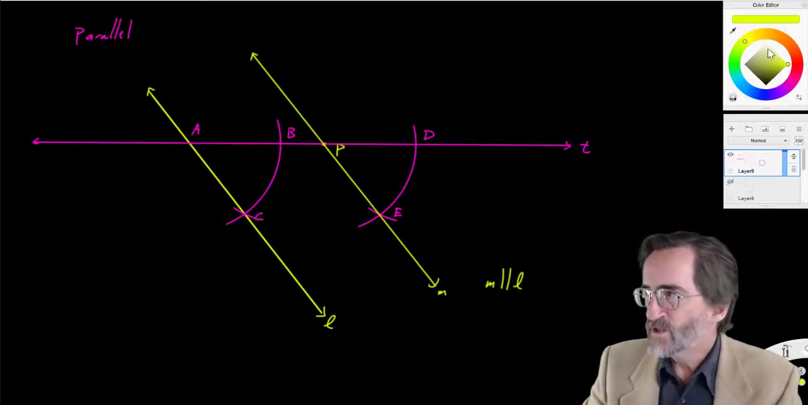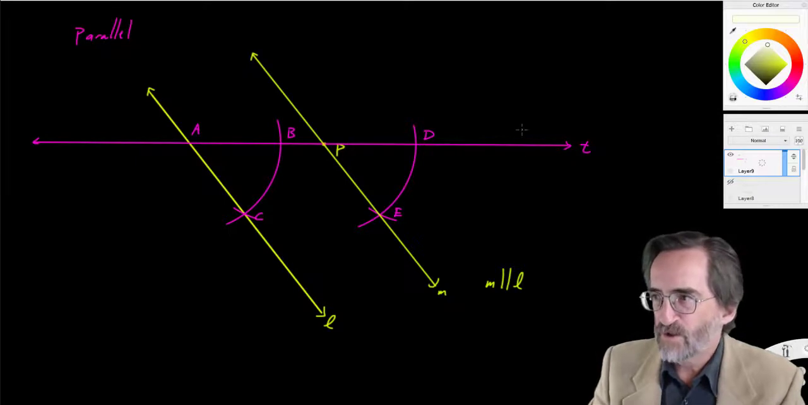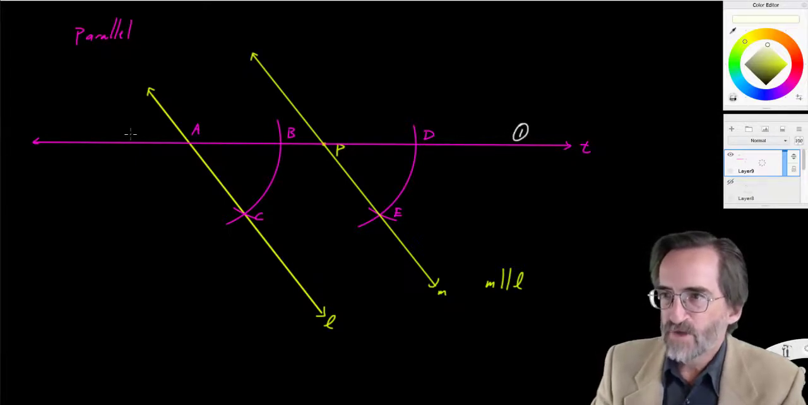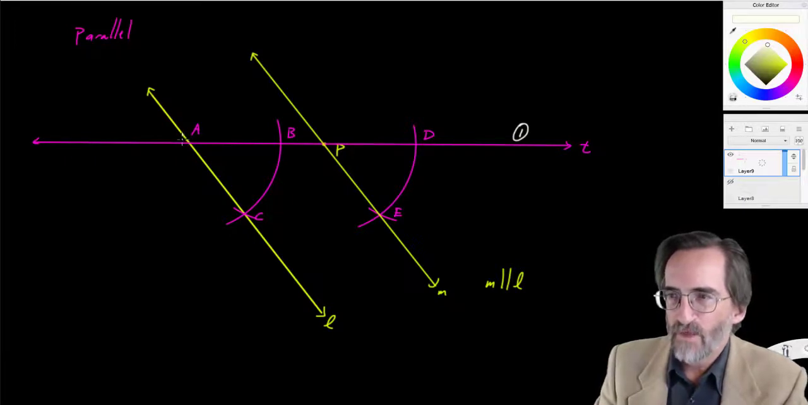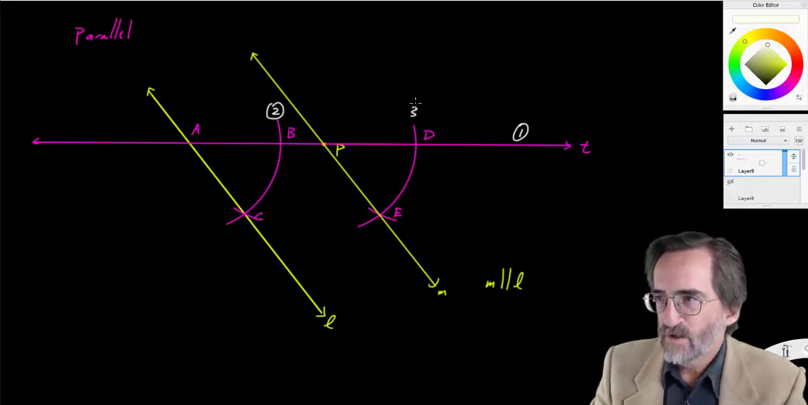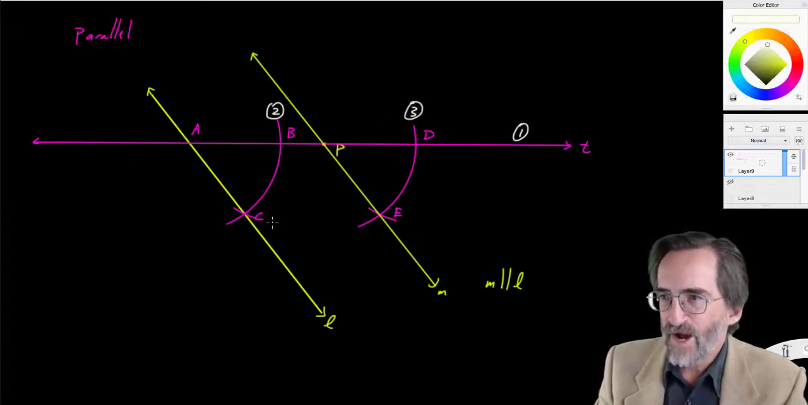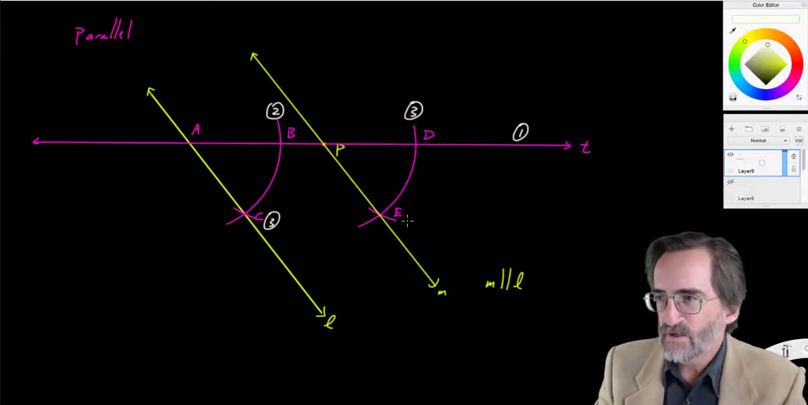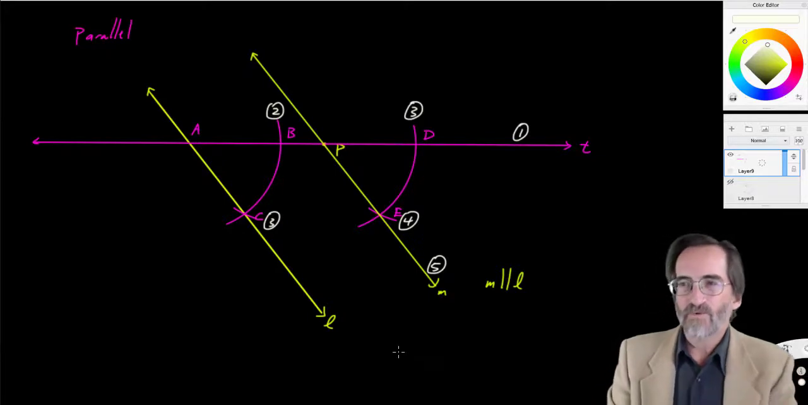Okay, so let's outline those steps again. We started by drawing a line that intersected P and L, and labeled the intersection point A. We then drew an arc centered at A that crossed both legs. And then we copied that arc to P. Then we measured the gap, BC. Then we copied that gap to D and found E. And then we drew a line, PE. So in that order. All right.